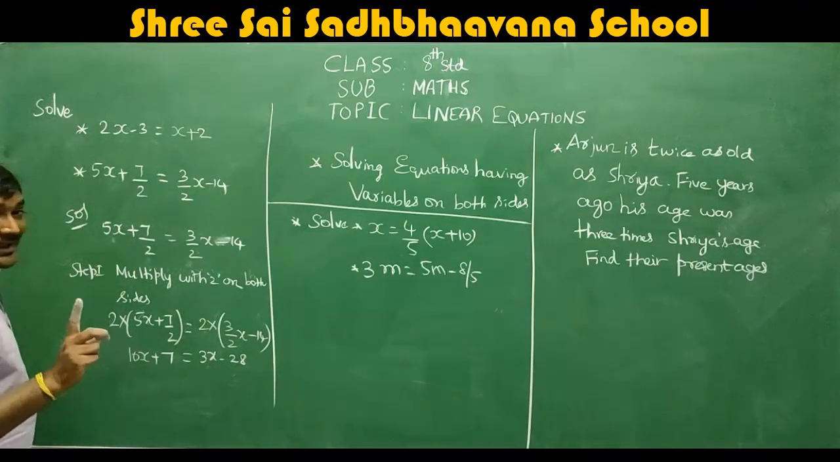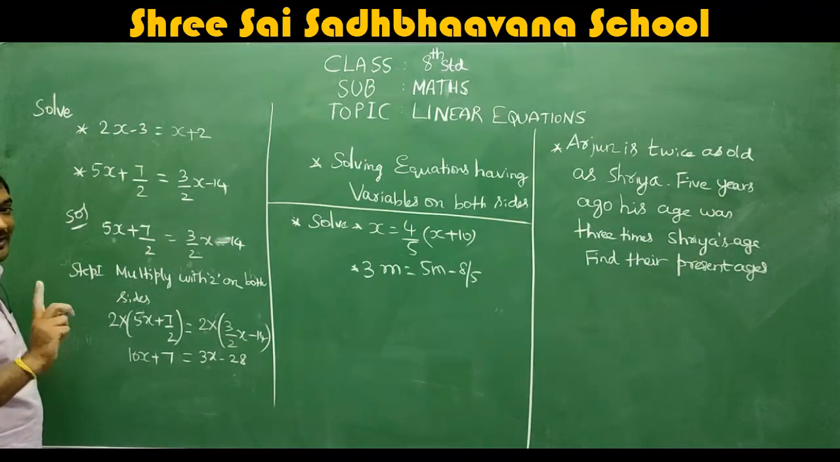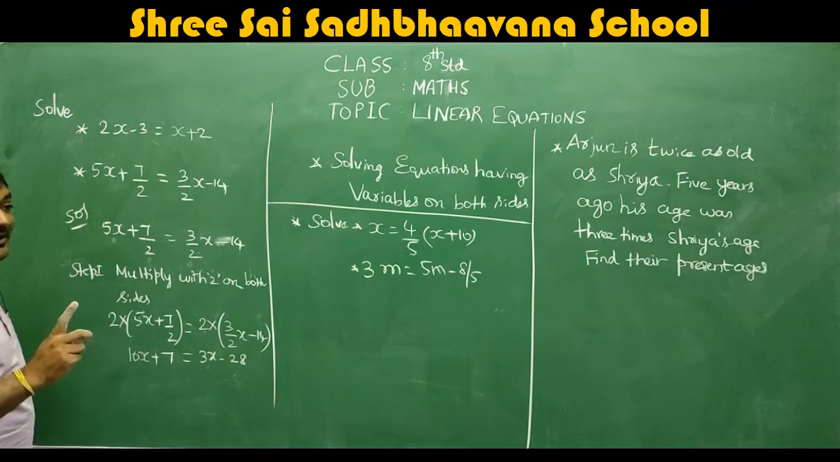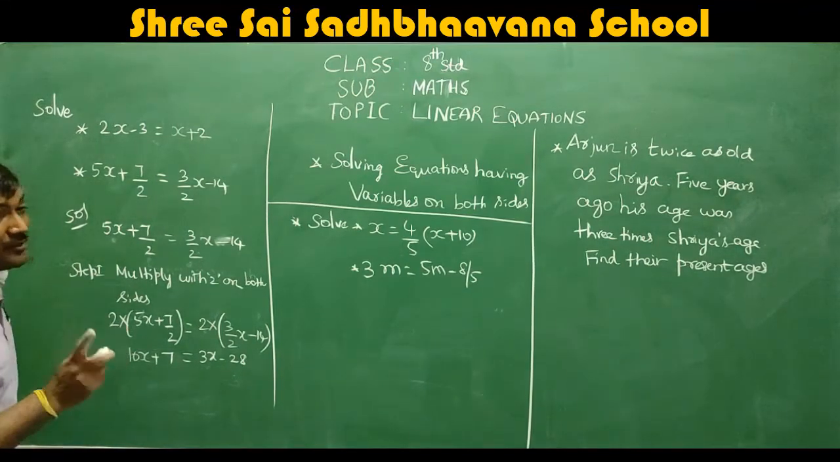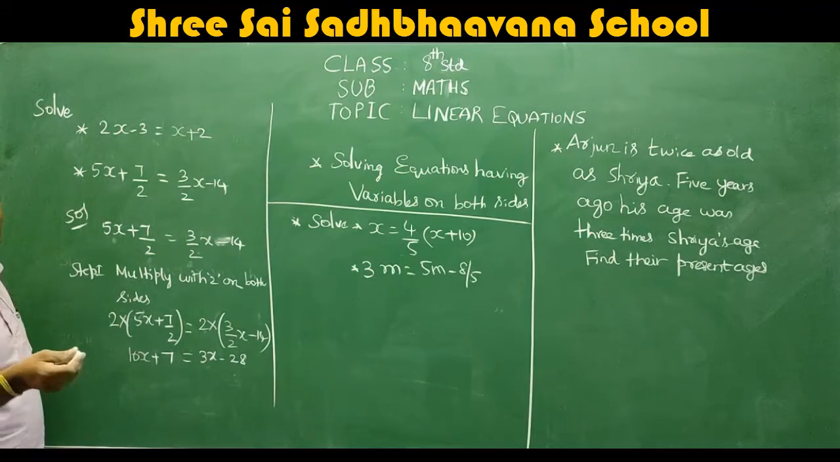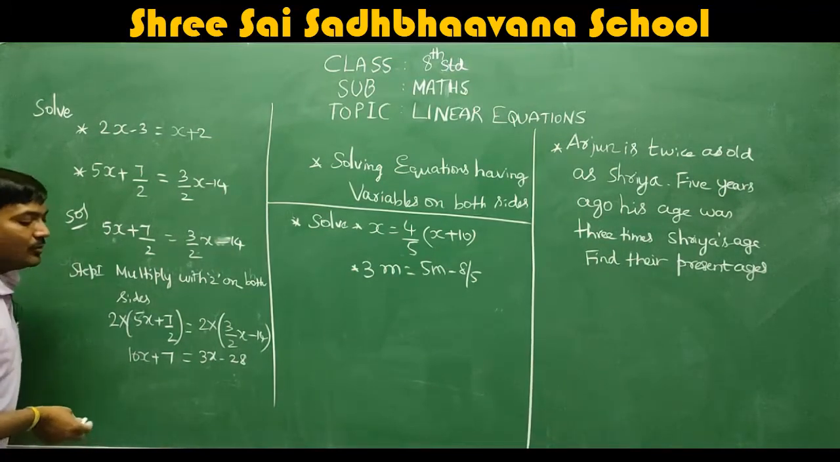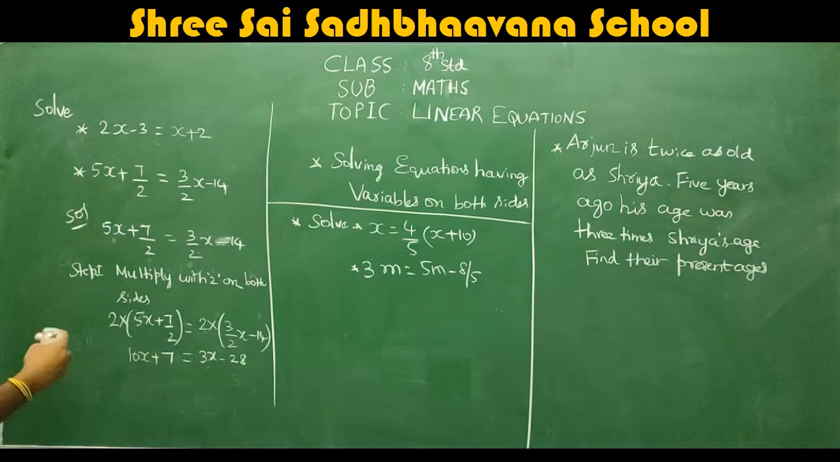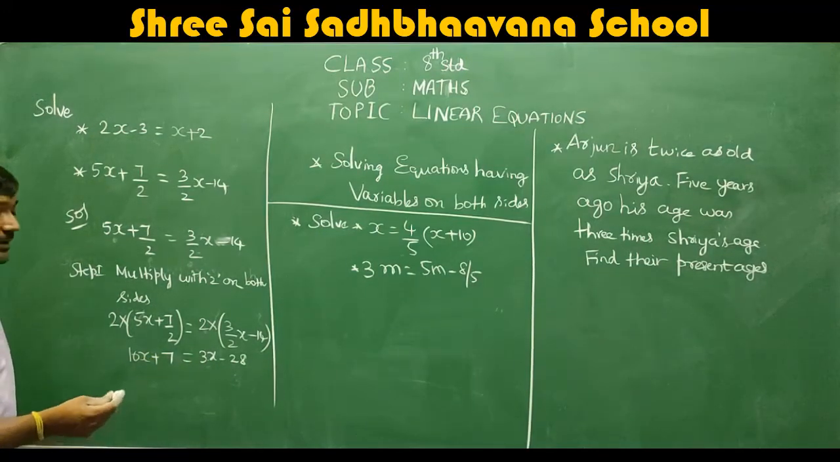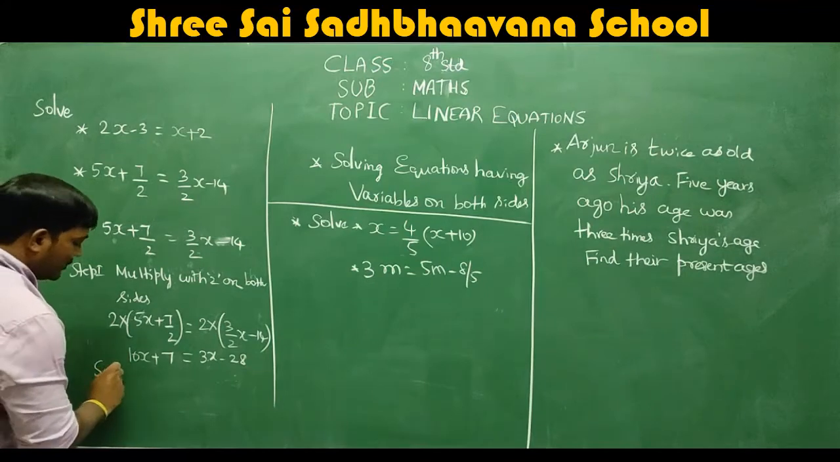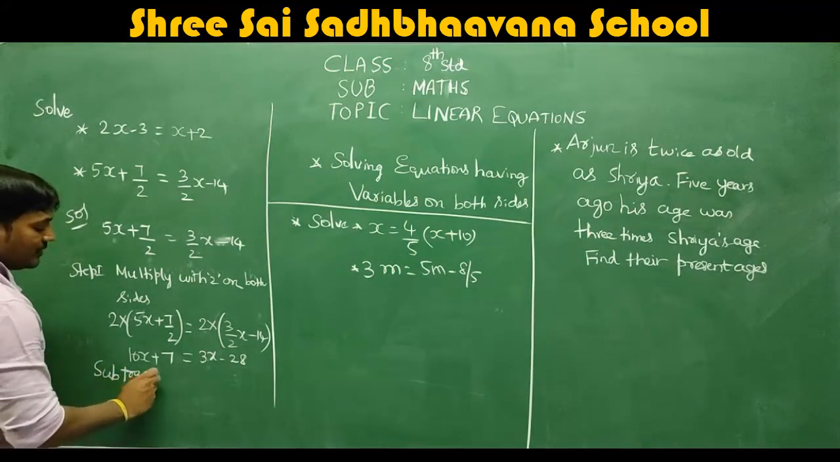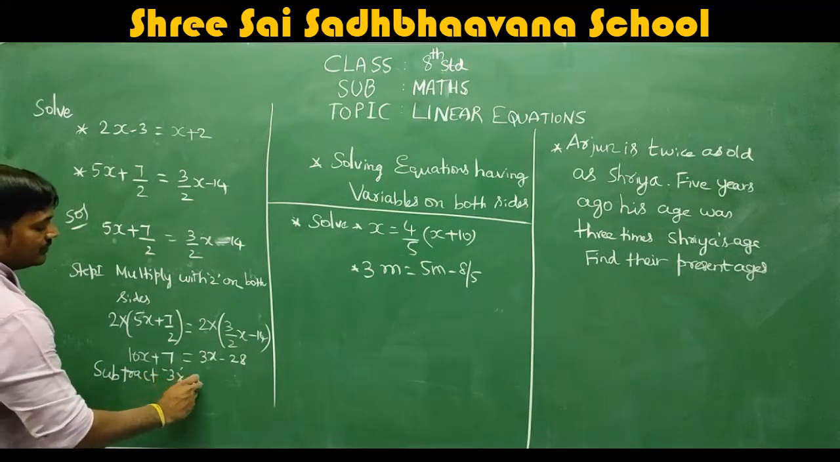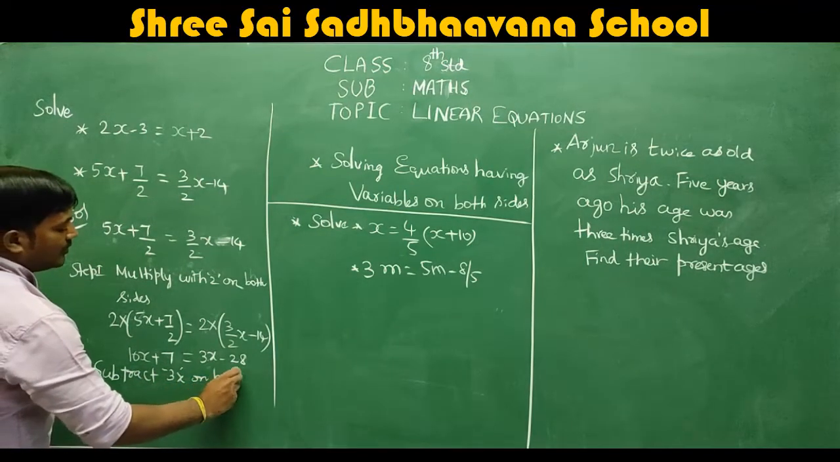Remember, you make the variable on one side. You should have the variable only on one side, either LHS or RHS. So you have to eliminate the variable on the other side. Here 3x is there, so I will eliminate this 3x. To eliminate the 3x, what do I have to do? Subtract 3x on both sides.